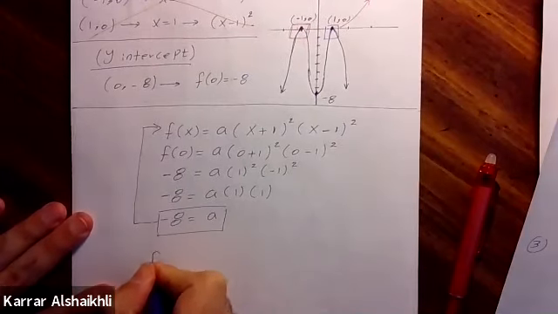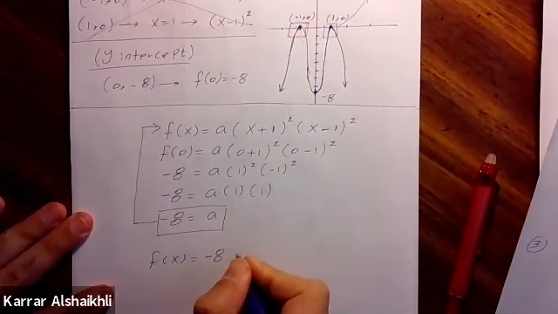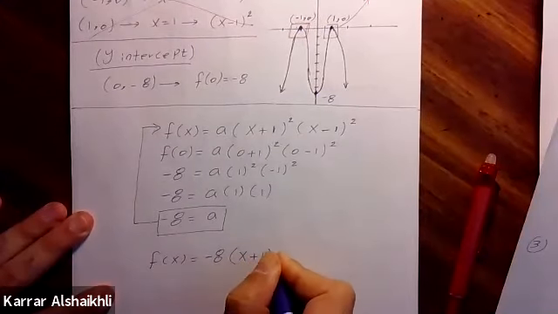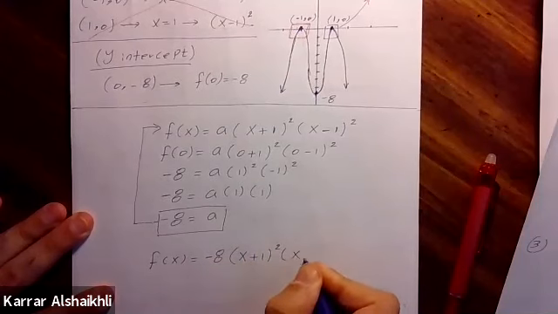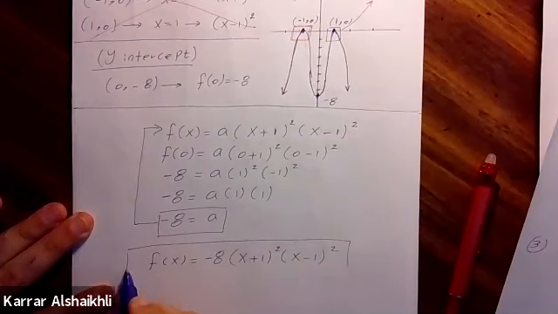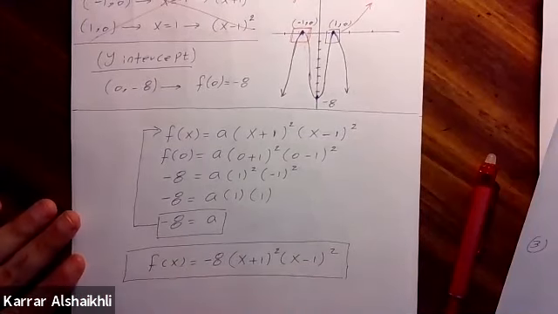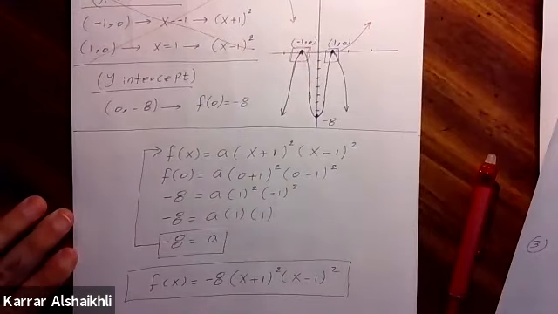That means f of x is going to be equal to a, which is negative 8, times (x plus 1) squared times (x minus 1) squared. This is the graph of the polynomial function. So this is the polynomial function for this graph.